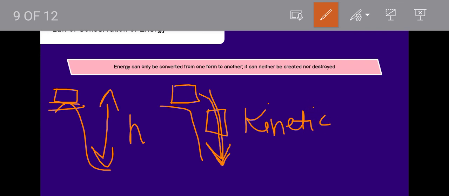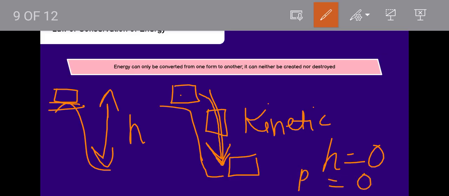So here the potential energy was highest, and while coming down on the ground level the height is 0. Therefore potential energy will also become 0. But here the kinetic energy will be the highest. So in this way the total mechanical energy is maintained as constant.